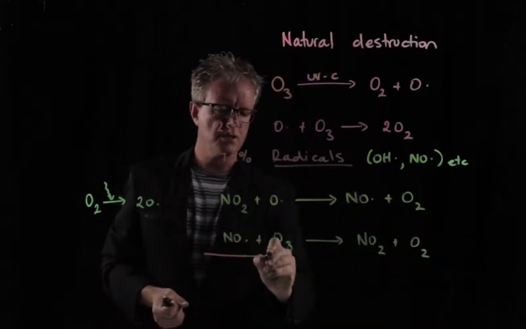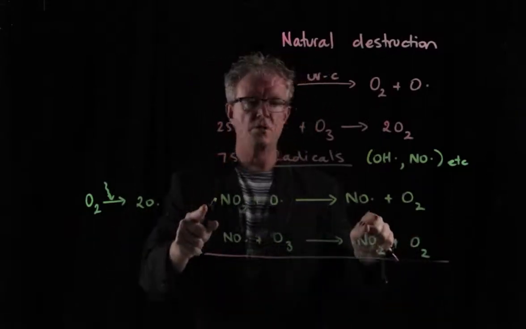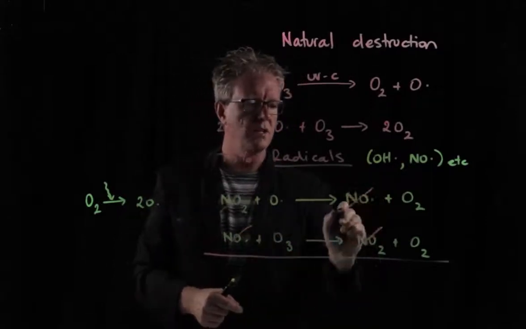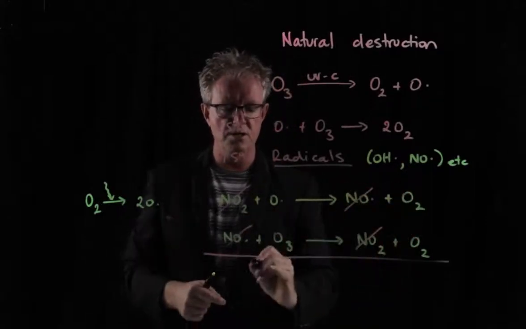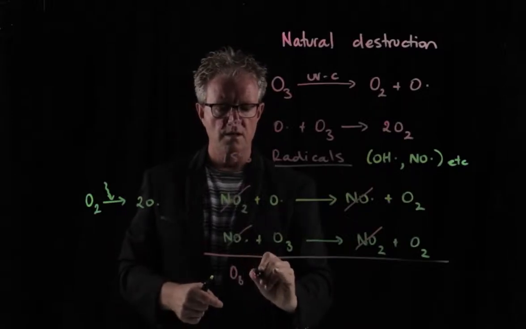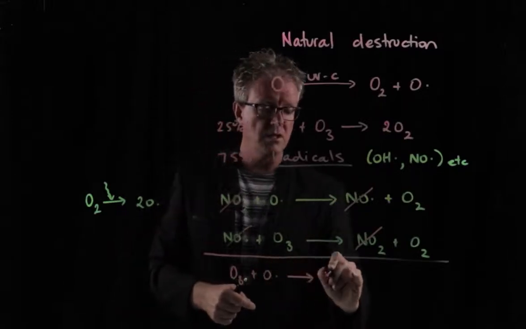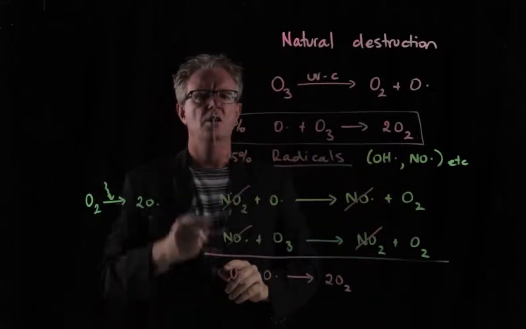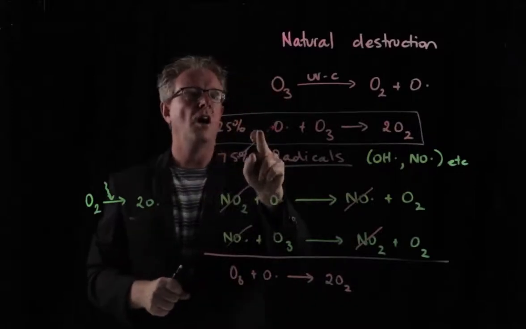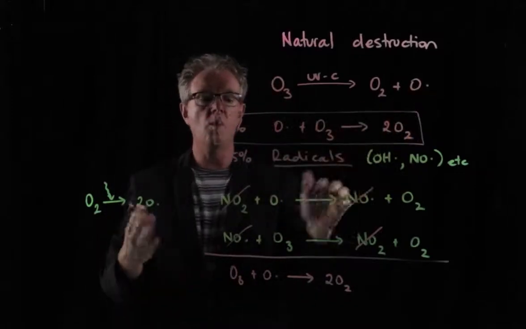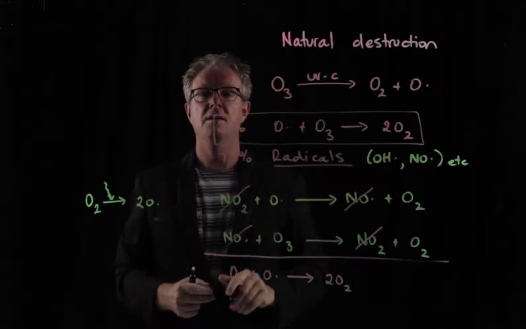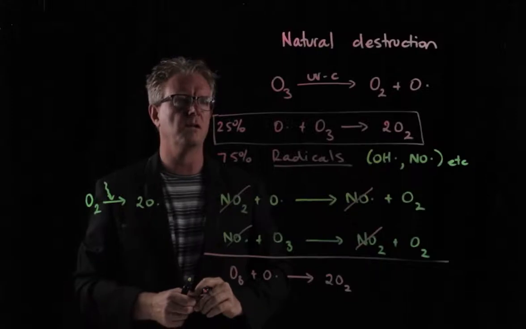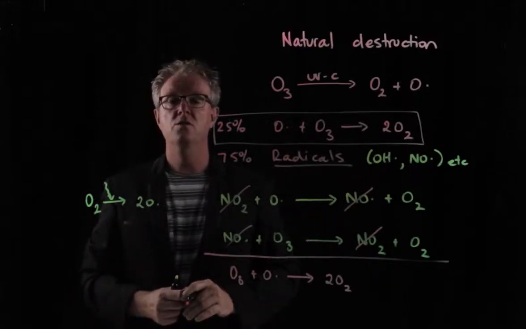Now that's really interesting, because if we add these two reactions together, that cancels with that, and that cancels with that. And what's the sum of these radical reactions? O3 plus a radical gives 2O2. So that general reaction occurs either from the oxygen radicals reacting with ozone or via these other radicals. It's the same reaction, just a few more bits and pieces going on there. So that's the natural destruction of ozone.